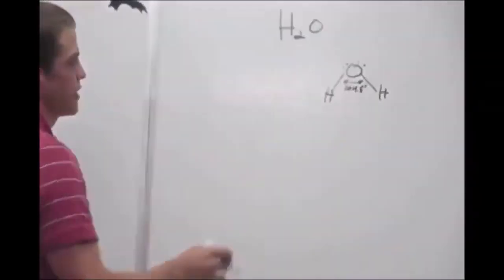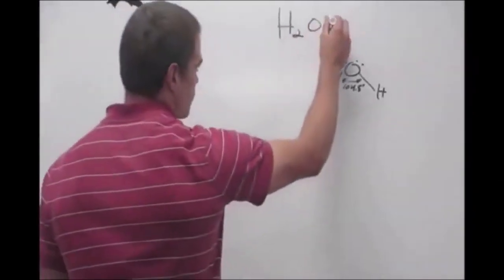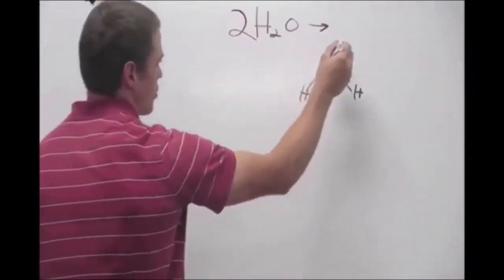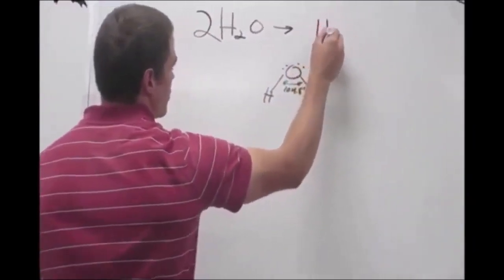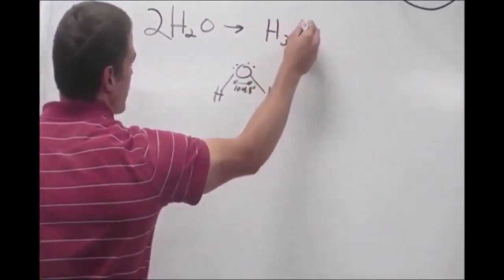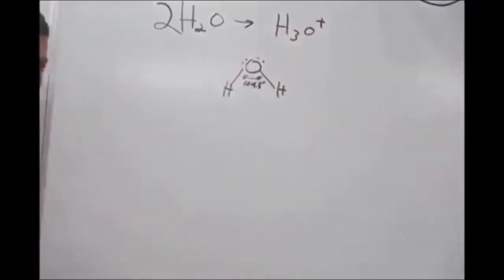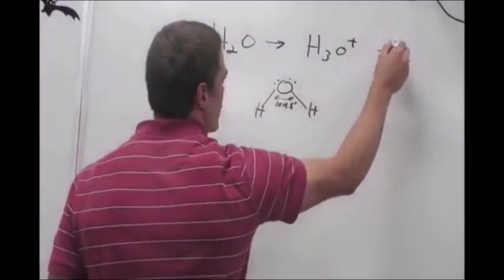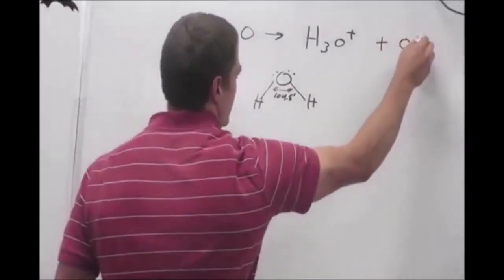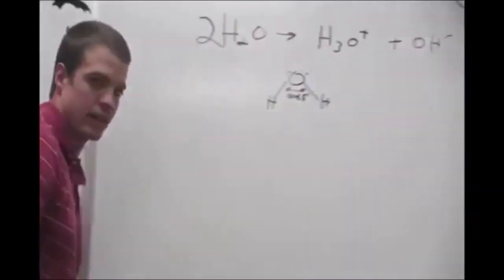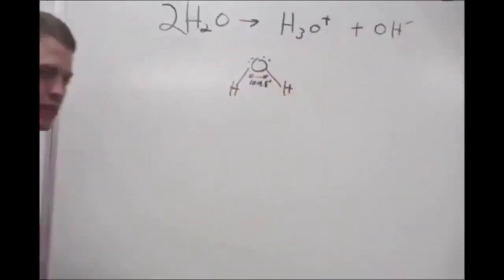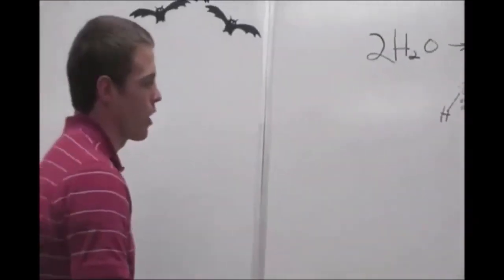So water exists in equilibrium. Basically, 2 water molecules are converted into this little guy right here. This is the acid, the hydronium ion, and the hydroxide ion. This is the base. You can kind of think of it like that. And I'm explaining how this happens with water.